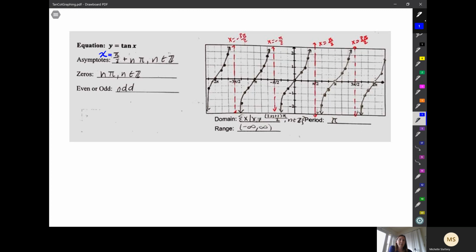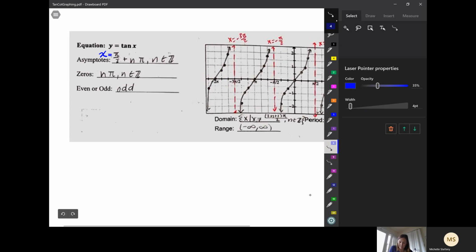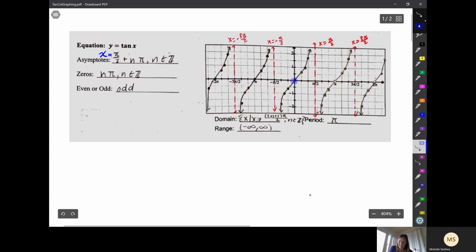All right. And then we have our zeros. Our zeros happen here at negative 2 pi, negative pi, 0, pi, 2 pi. So those are all multiples of pi. All of the zeros are going to be at n pi, where n is an element of z. Perfect. And if this is an even or odd function, we can see that it has origin symmetry, so it will be an odd function.